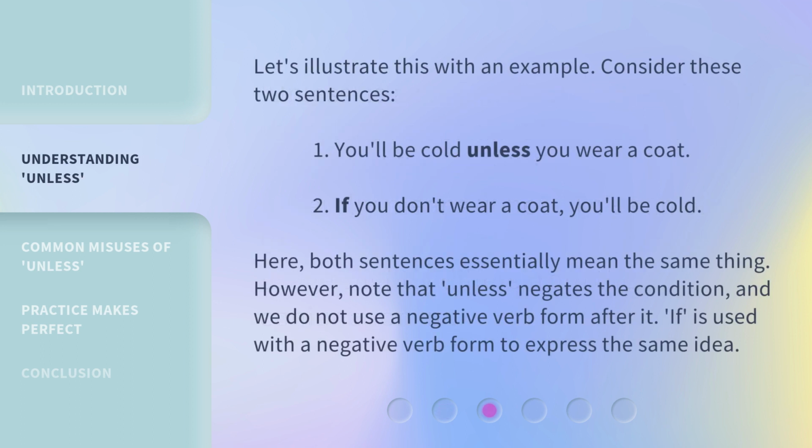Let's illustrate this with an example. Consider these two sentences. 1. You'll be cold unless you wear a coat. 2. If you don't wear a coat, you'll be cold. Here, both sentences essentially mean the same thing. However, note that unless negates the condition, and we do not use a negative verb form after it. If is used with a negative verb form to express the same idea.